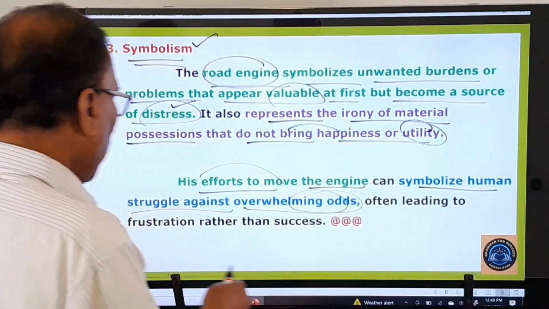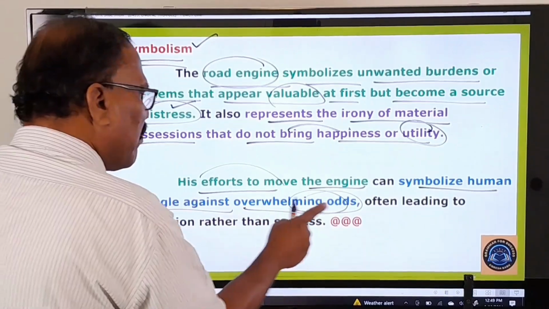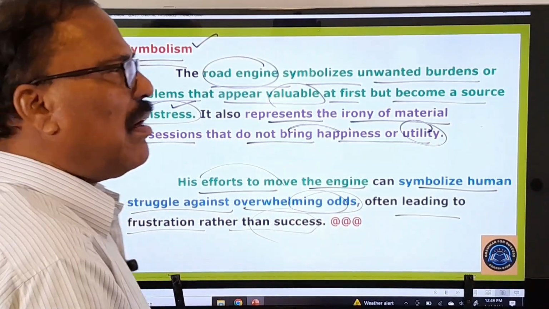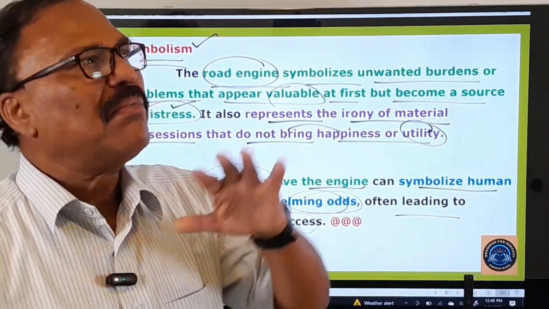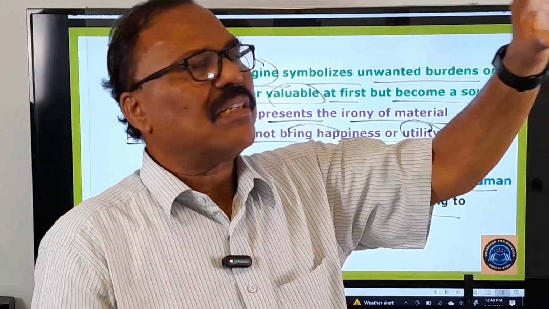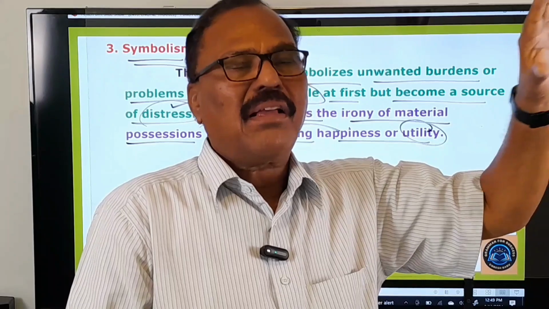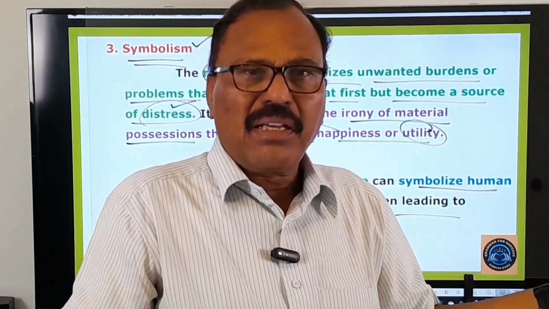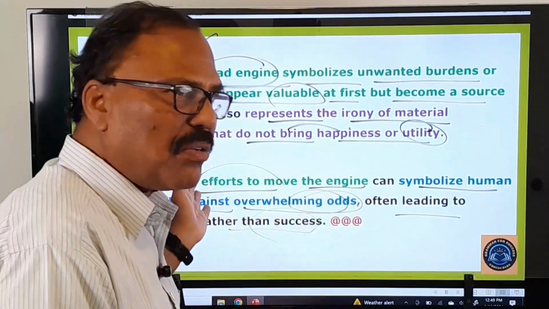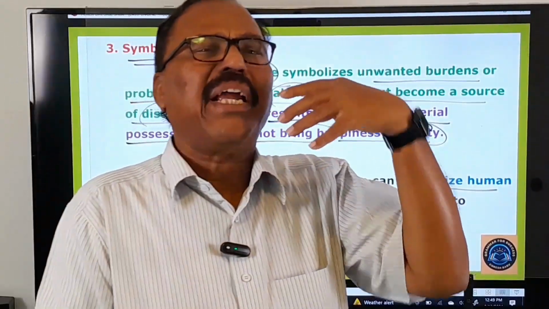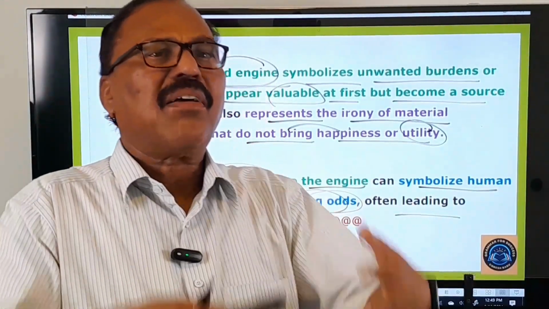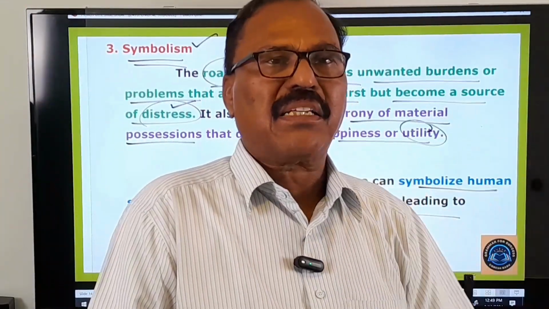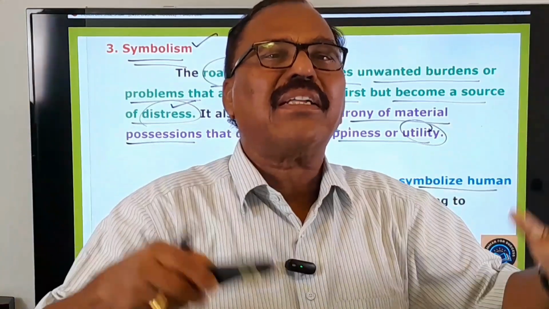Okay, so he symbolizes human struggle against overwhelming odds, often leading to frustration rather than success. So in life, what does man do? Man fights against or struggles against certain odds of this world, and sometimes, most of the time, he fails. Only a few times he may get success in his attempts. So here also the protagonist has made all kinds of efforts. He made all kinds of trials in moving that engine from that place to some other place, but all his efforts have ended in smoke.